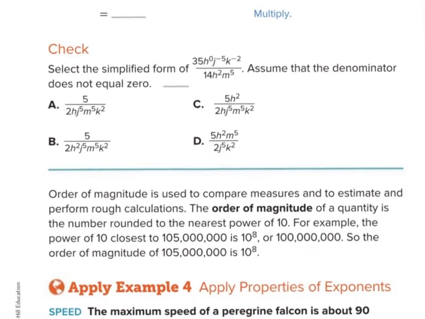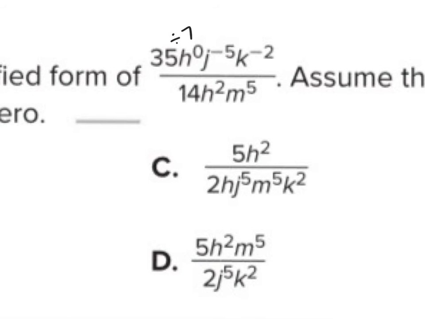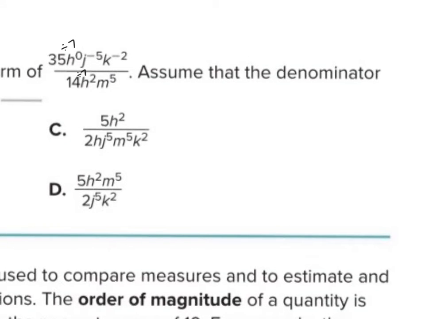Okay, let's just see where we can get started. So can I do anything with the numbers? 35 and 14. 14 doesn't go into 35, but what goes into both of those? 7. Perfect. So I want to divide each of these by 7. So what does that become then? 35 divided by 7 would give us 5. And on the bottom, 14 divided by 7 would give us 2.